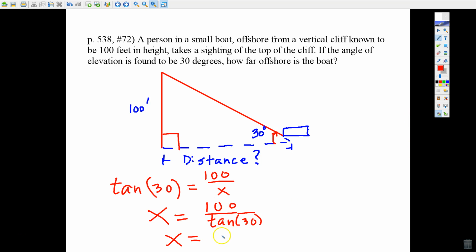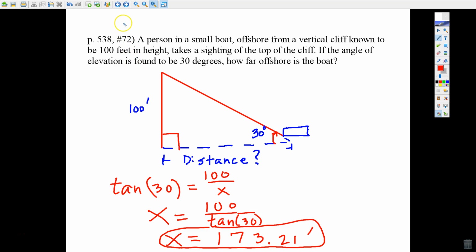Okay, so tell me again, final answer is 173.21. Okay. Was everybody able to get that? Okay, so that is the correct answer.